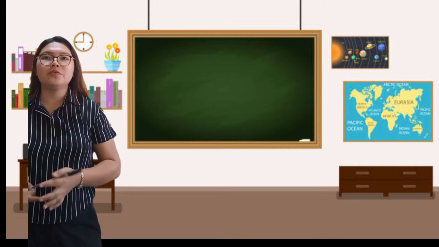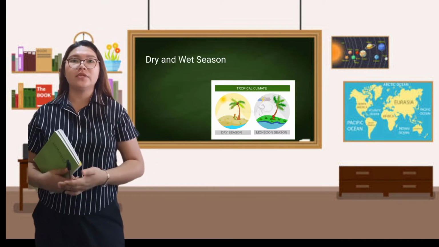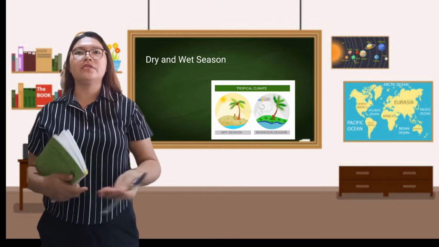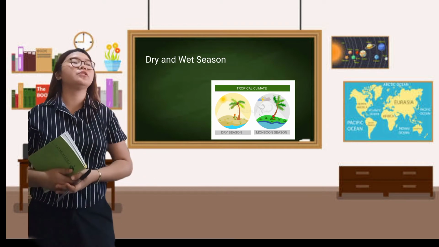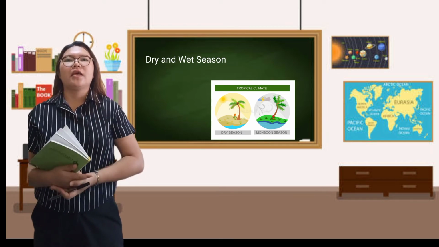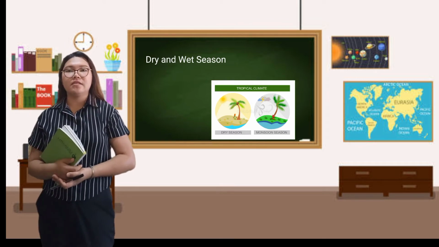So in the Philippines, we have two seasons, the dry and the wet season. The wet season occurs from June to November, while the dry season occurs from December to May. But be aware that as the season goes on, the mulch will settle and gradually rot at the bottom.